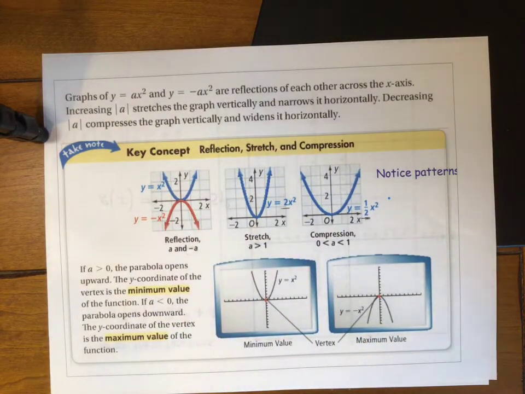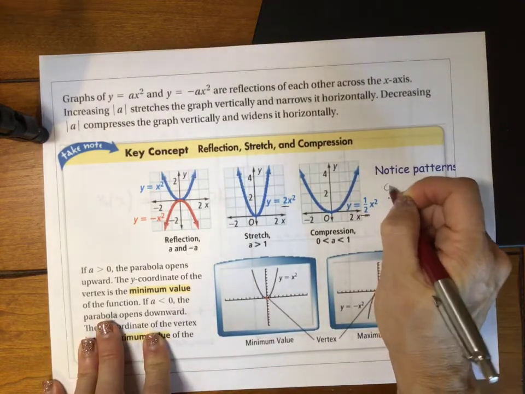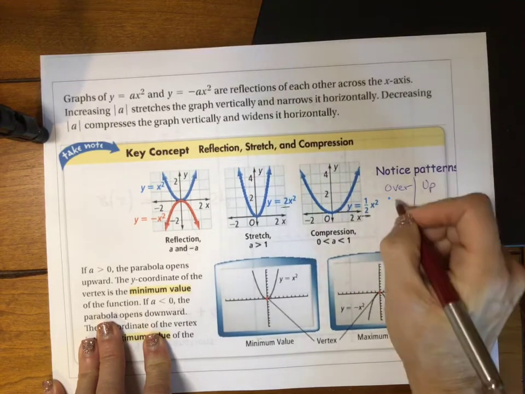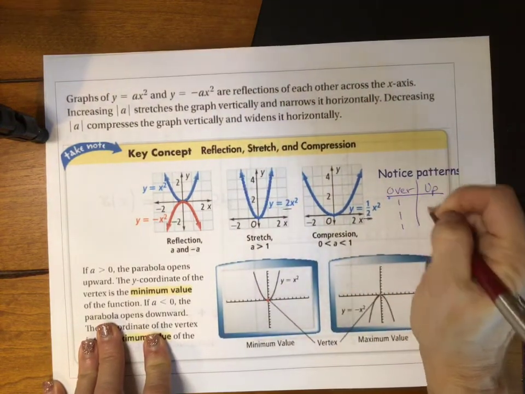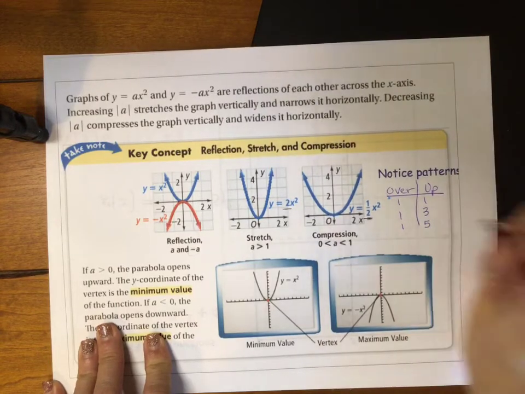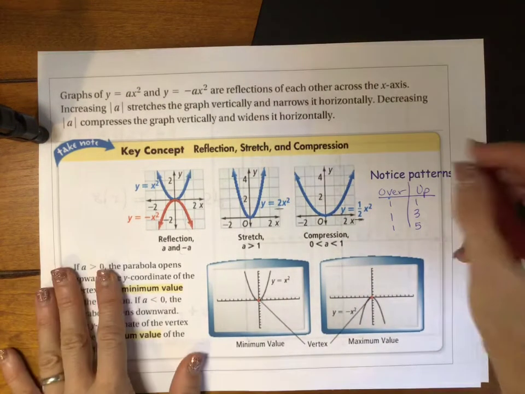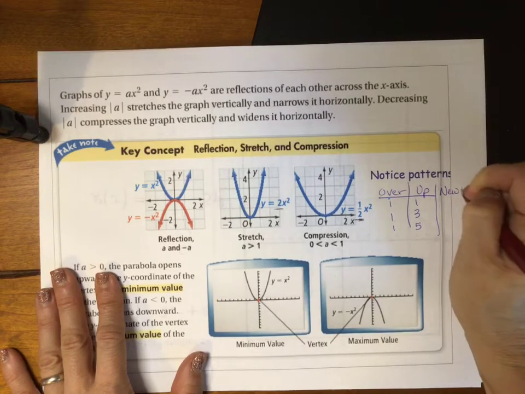Just to give you an idea on the one that has stretched by 2. If we talk about our regular over-up pattern, so we started this on Monday, Tuesday, my regular over-up pattern was like this. No matter what I do, whether I stretch or compress, my over is always going to be 1. But when I stretch, I'm going to have a new up pattern.